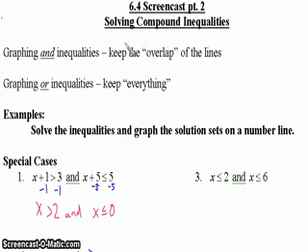Okay, so I need to discuss some of the special cases involved in our section 6.4. This is the second part of that section. We did all the normal things.